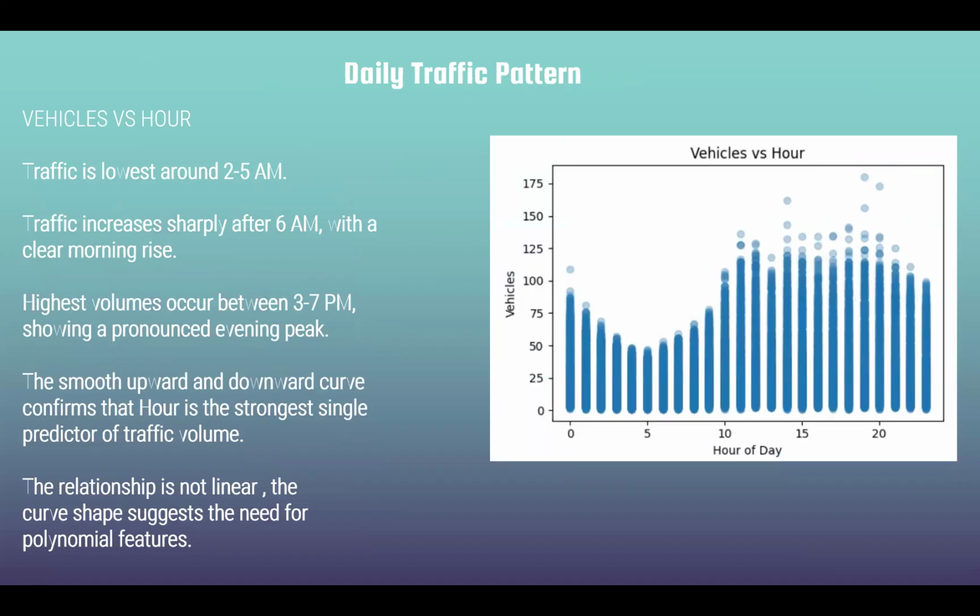Then for the daily traffic pattern, the scatter graph shows vehicles versus hour, and we can see that traffic is lowest around 2 to 5 a.m. Traffic increases sharply after 6 a.m. with a clear morning rise, and the highest volumes occur between 3 to 7 p.m., showing a pronounced evening peak. The smooth upward and downward curve confirms that hour is the strongest predictor. Hence, the relationship is not linear, so we need something like a polynomial regression model.